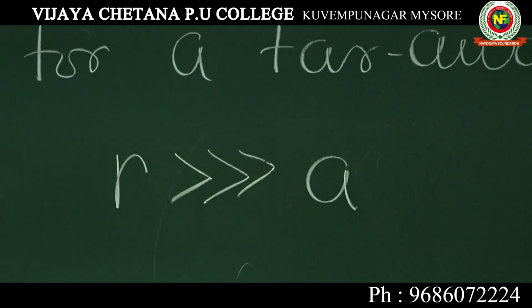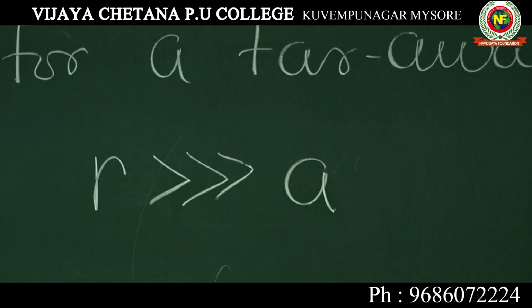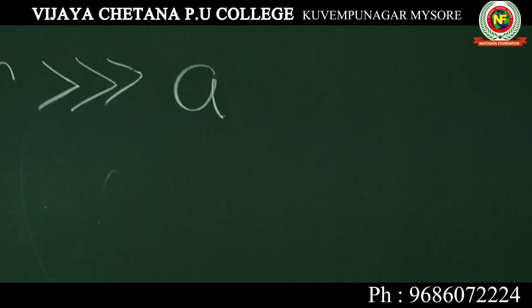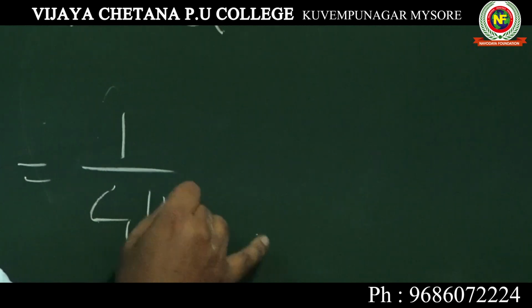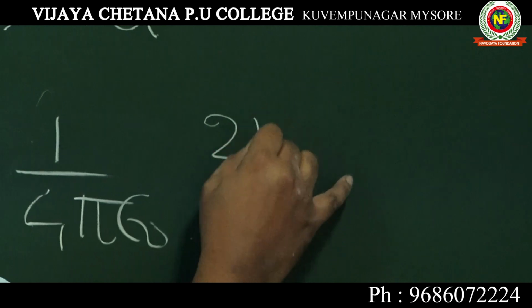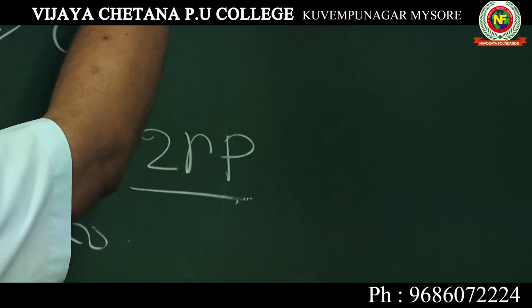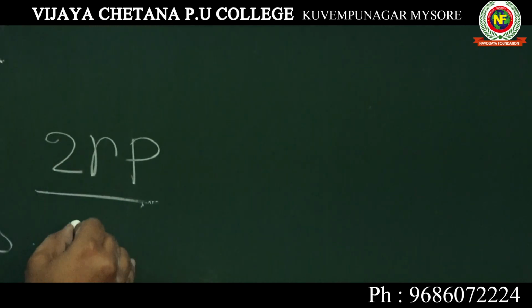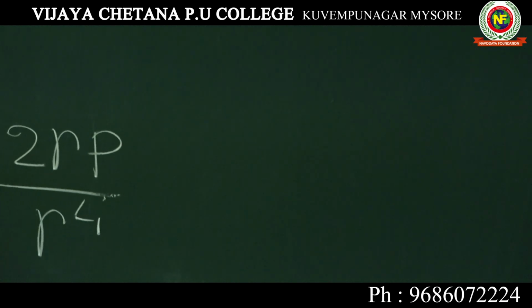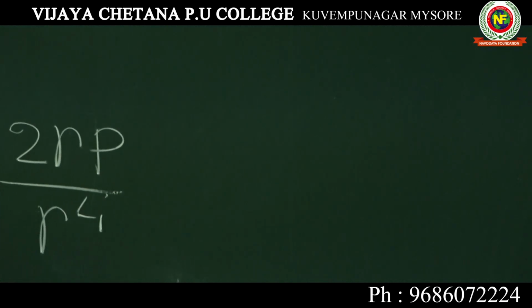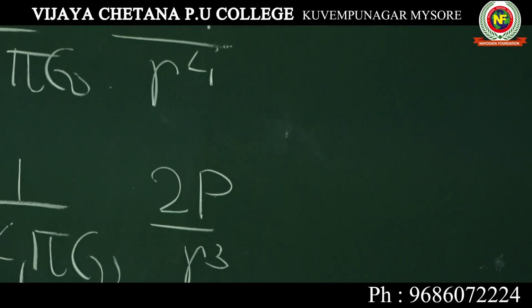See, take 0.1, which is a number. 0.1 squared is 0.01. The square of the smaller number will be much smaller. So I can just drop that. So dropping that, we write E as equal to 1 by 4 pi epsilon naught, 2rp divided by r square square, which becomes r power 4. Or simply E is equal to 1 by 4 pi epsilon naught 2p divided by r cube. That is the expression for intensity.